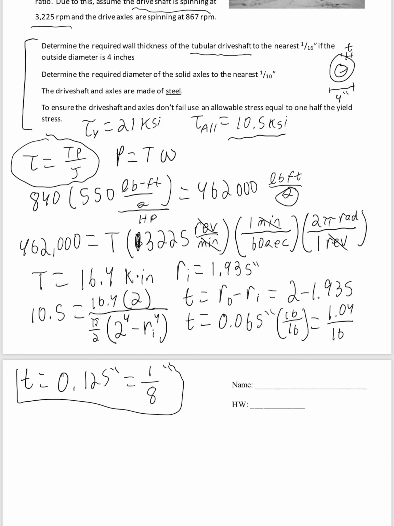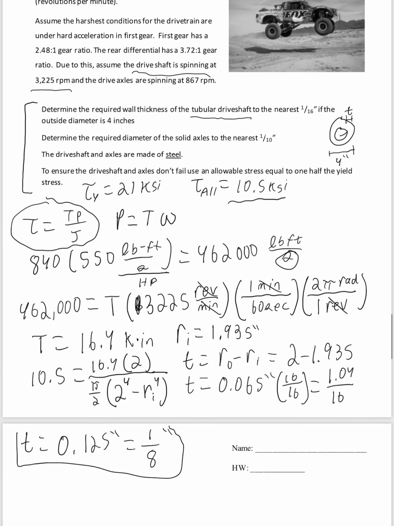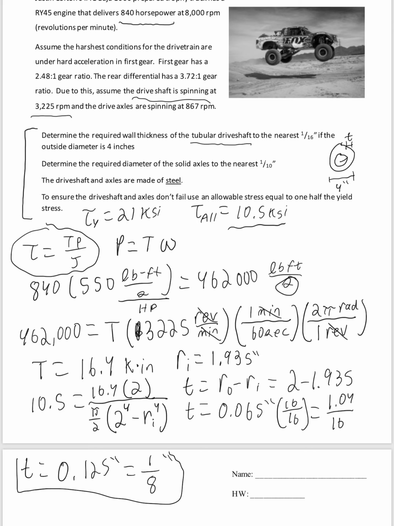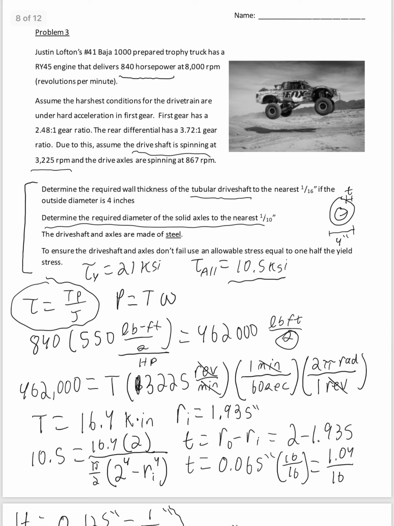So now we're going to do the same thing, except for the solid axles here. And this will be a little bit easier because it's solid. There's just an outer radius. The inside is completely filled. So we're still at 840 horsepower. That is true throughout the whole system. Our axles are spinning at 867 RPM.